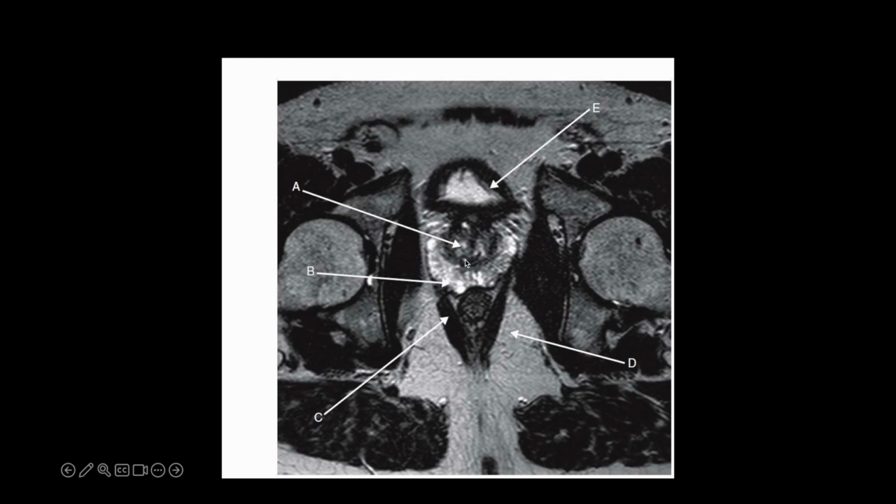And again, this is the prostate gland, central zone, peripheral zone, all you need to know. This is the levator ani muscle there, and this is the ischio-anal fossa, or fat, on the left.